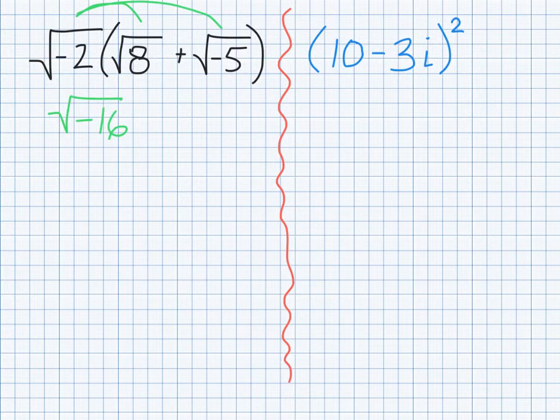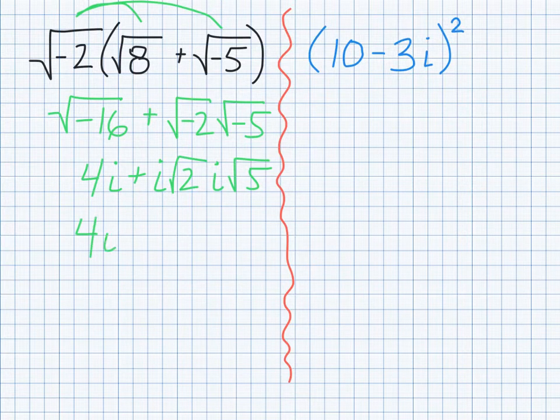And the second one, I'm just going to write it out as the square root of -2 times the square root of -5 for right now. We'll get there. Okay, this first one, the square root of -16 is 4i. For this next one, I'm going to break apart. I know that the square root of -2 can be i square root 2, and the square root of -5 can be i square root 5.